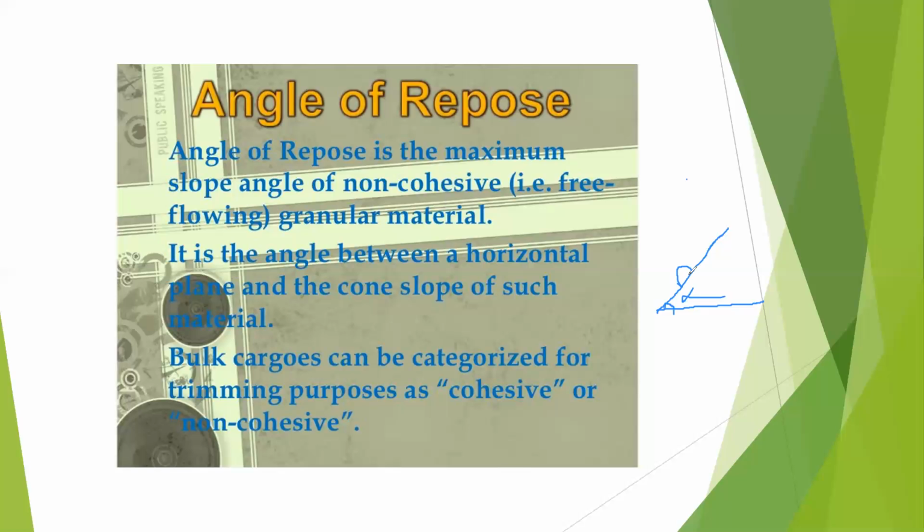Getting? So angle of friction, angle of repose. Either you can say it as a maximum slope angle of non-cohesive granular material, or one more definition, it is a minimum angle between the horizontal and the inclined plane. So that is also called as what? Angle of repose, right? So next point.